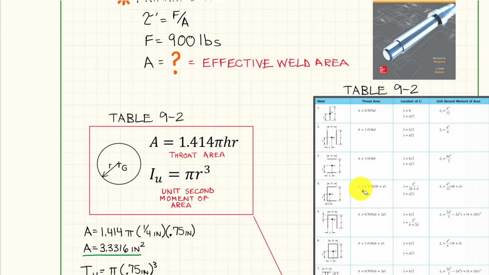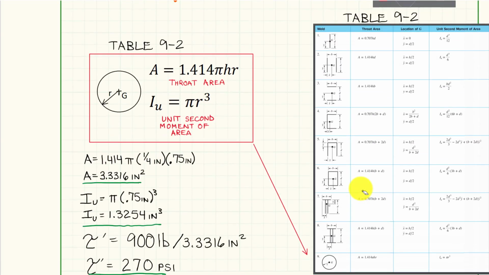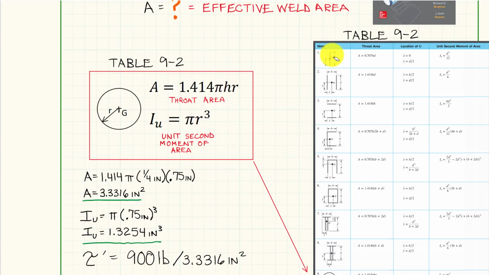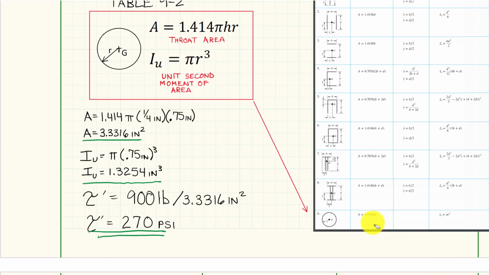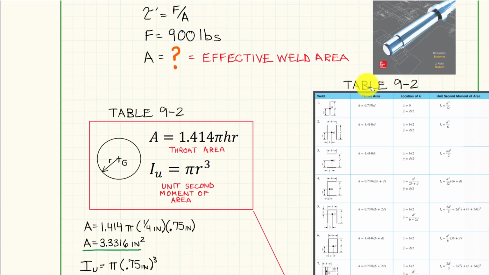What we're going to have to do is go down through this table and find what looks like our weld here. And if I go down, I can see this looks like our weld. We're doing a circle, and there's a radius. We can take that 1.5 inches and get 0.75. It tells me my area and my IU. Now the headers are right here.